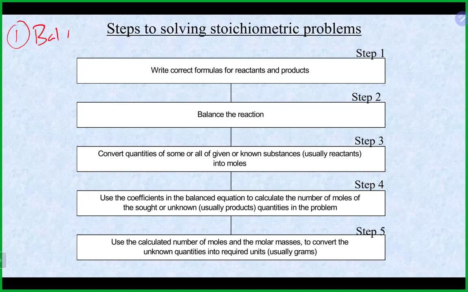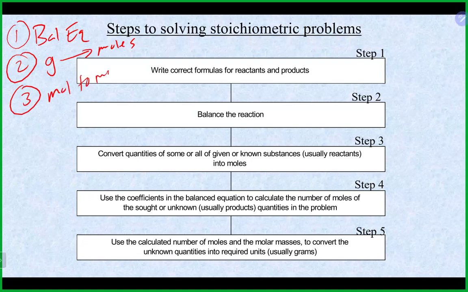Balance the equation. Get whatever they give you to grams and take those grams to moles. Do the mole-to-mole relationship from the equation. And then if you do step 3 correctly, you should always be in moles, and you will sometimes have to convert it to some other unit.